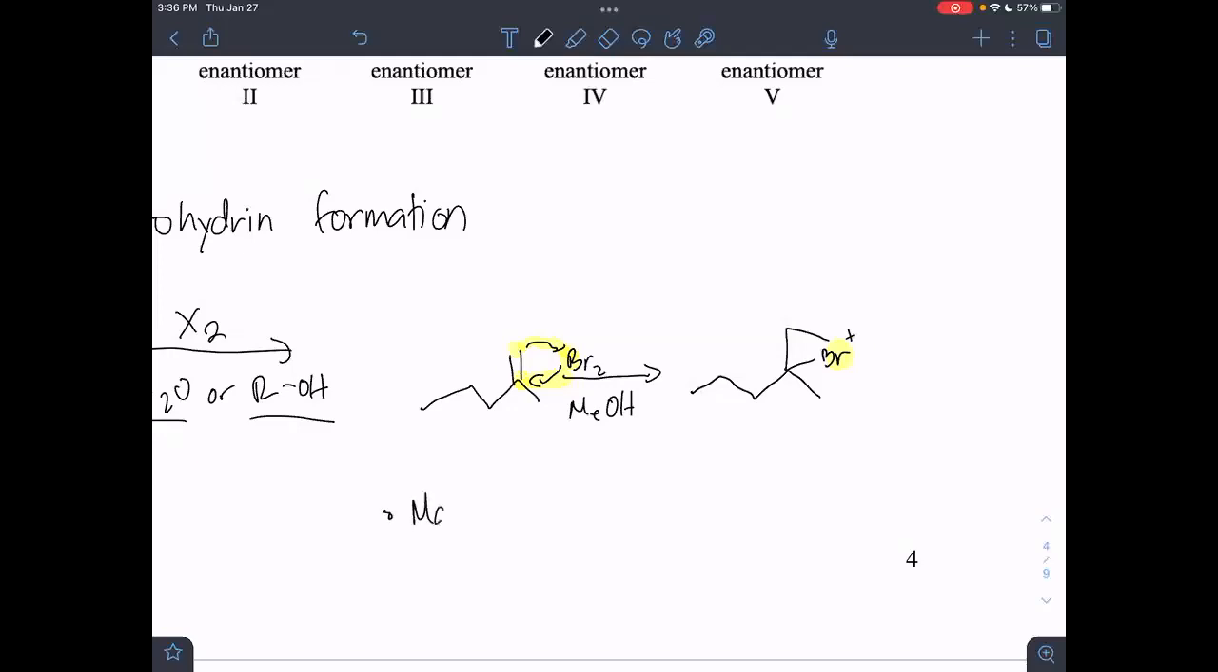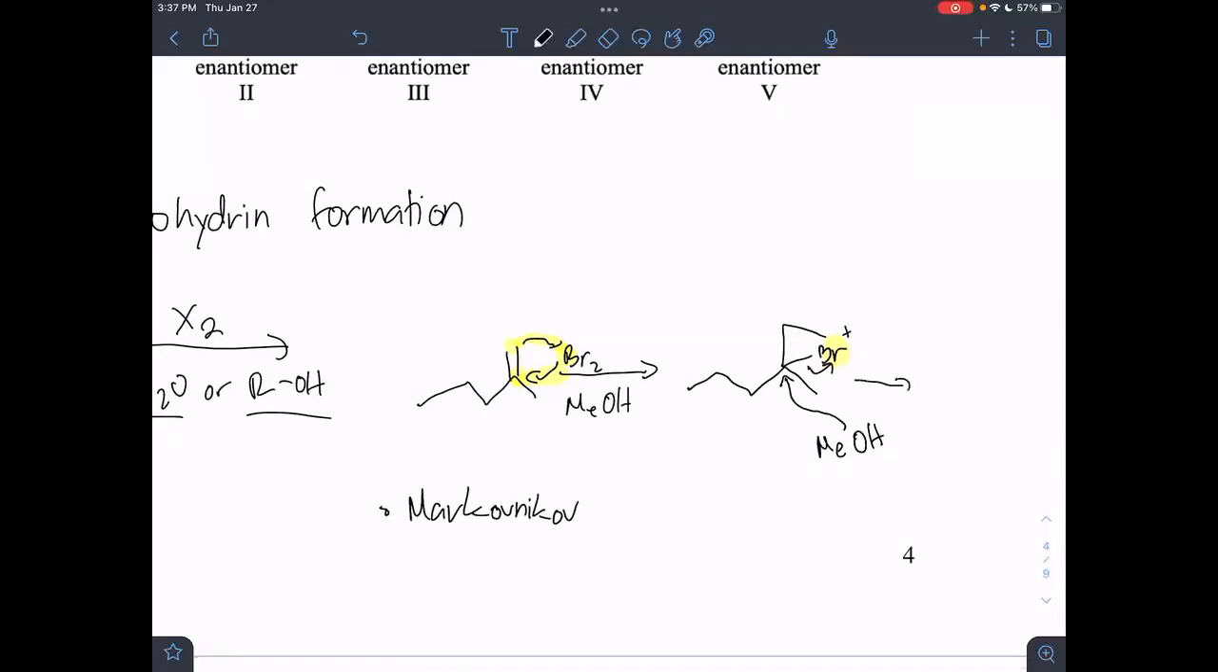Let me write that down. If you have a Markovnikov addition, the nucleophile goes on the more substituted side. So let's take our methanol, and it's going to attack up here in the tertiary position. This is going to open up, and we get this as our product.